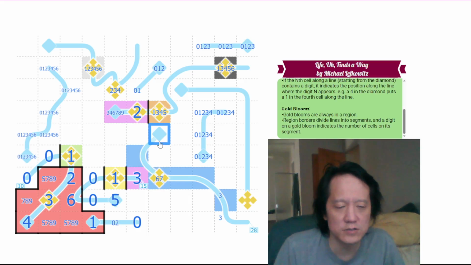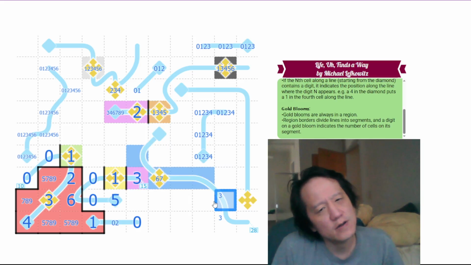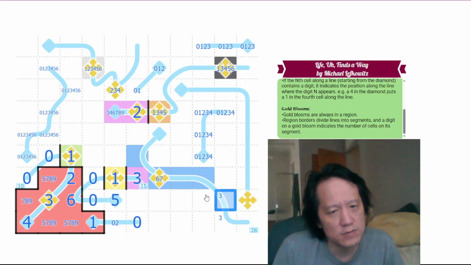No, this would be 6. 1, 2, 3, 4, 5, 6, 7. Wow. Can that actually work then? No. If this is 7, that means 3 is part of the region. Yeah, so this does have to be a different region. Okay, so I was right.